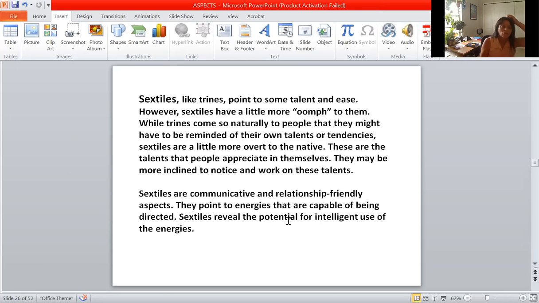These point to energies that are capable of being directed. Sextiles reveal the potential for intelligent use of the energies. Let's see, these are talents that people appreciate in themselves.